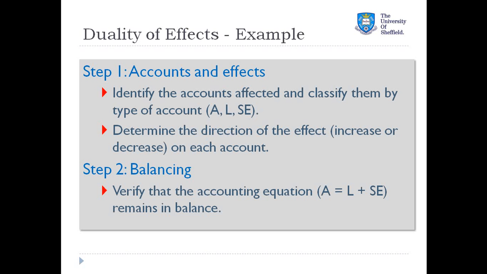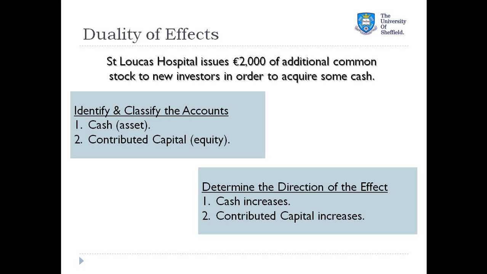The first step is accounts and effects, identifying the accounts and the effects, and the second step is the balancing. The first step has to do with identifying the accounts affected and classifying them by the type of account, whether it is an asset, a liability, or equity. And secondly, determining the direction of the effect, whether we have an increase or a decrease in the account. The second step is all about balancing. We need to verify that the accounting equation remains in balance in all cases. So let's take a small example in order to depict exactly that.